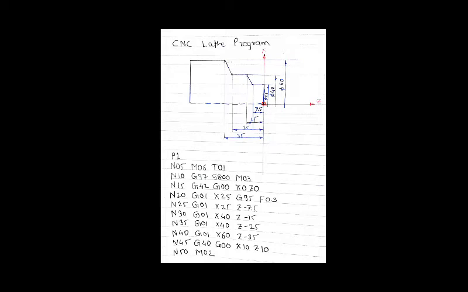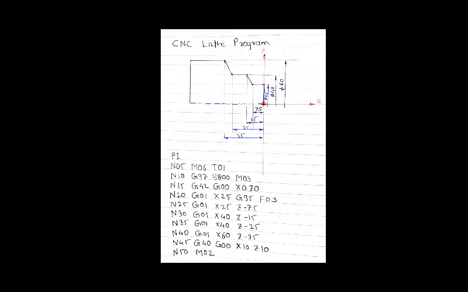So here we will see the next block: N20, G01, X25, G95, F0.3. Here I have taken X25. I can also take X25 Z0 also. Here you can see N20, G01, X25, G95, F0.3. G95 is nothing but mm per revolution. That means the feed is 0.3 mm per revolution.